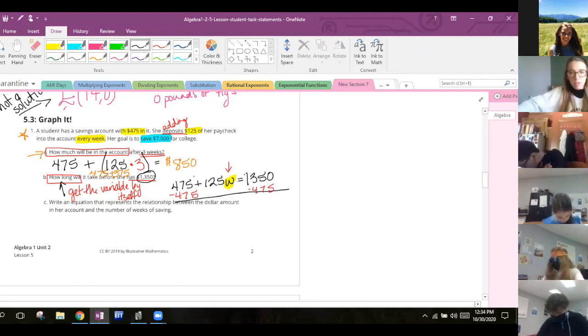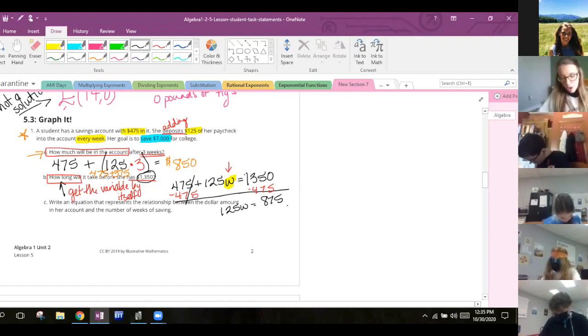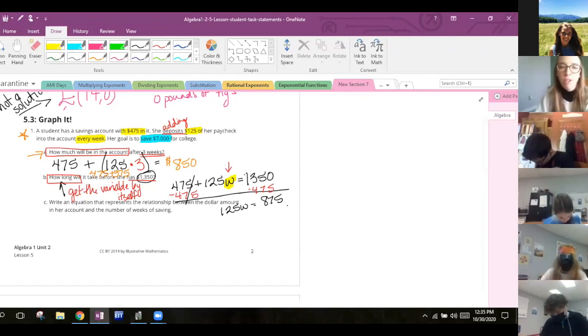Okay, 475s, they cancel out. What am I left with? 125W equals 875. Okay, so that was the part that y'all were forgetting to do a second ago. Before we can divide that 125 from the total, we had to subtract off that 475 that we already had in our savings account.